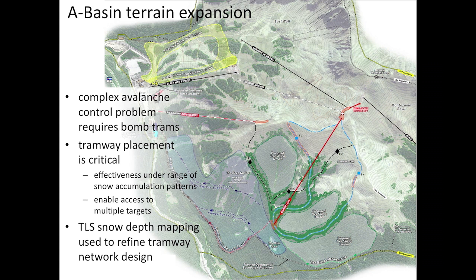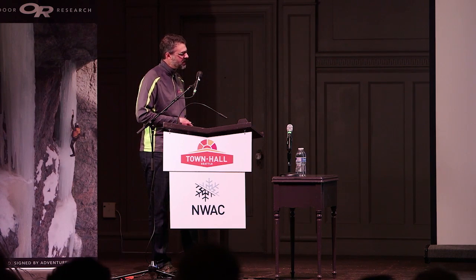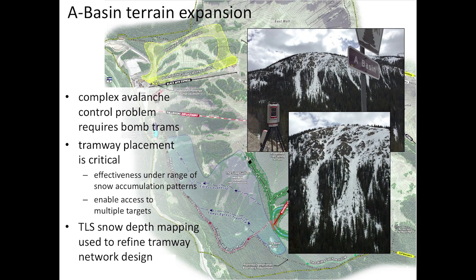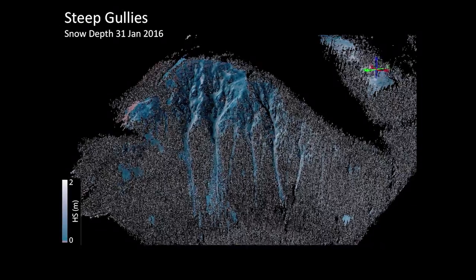Those of you who use bomb trams frequently know that the placement of those tramways can be fairly critical in complex terrain as far as providing opportunities to access multiple targets, especially depending on which way the wind's been blowing or how the particular storm accumulated. So we've been scanning this area now, and there's some pictures of the steep gullies, and we're using the laser maps to help refine the placement of those tramways.